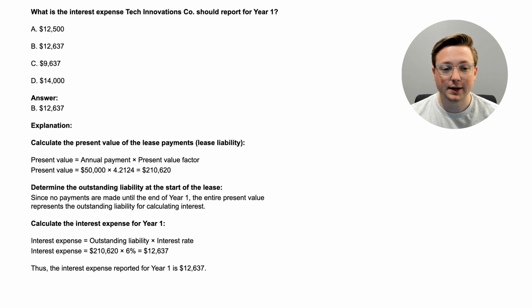All right, here we are. The answer is B, $12,637. That is the amount that they're going to recognize as interest in year 1. So let's go ahead and go through this.